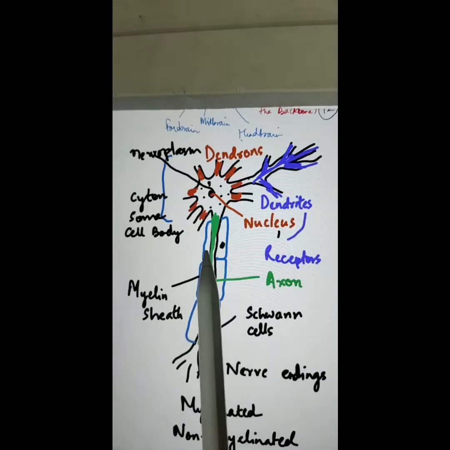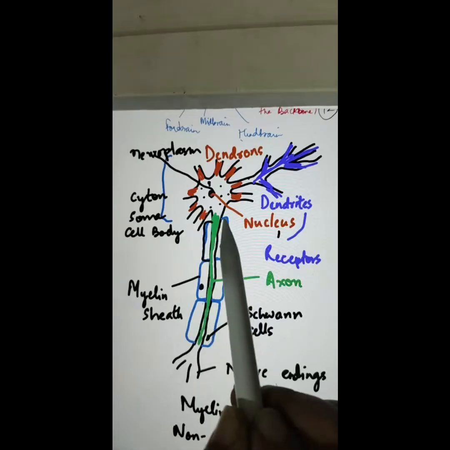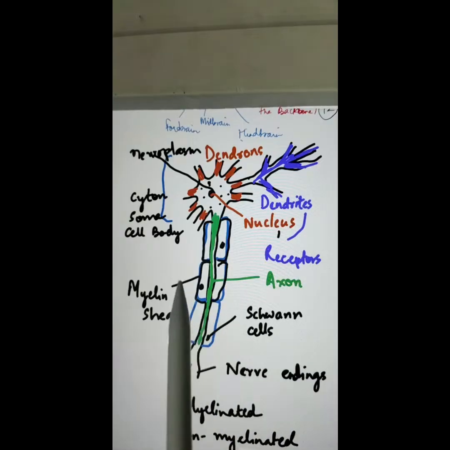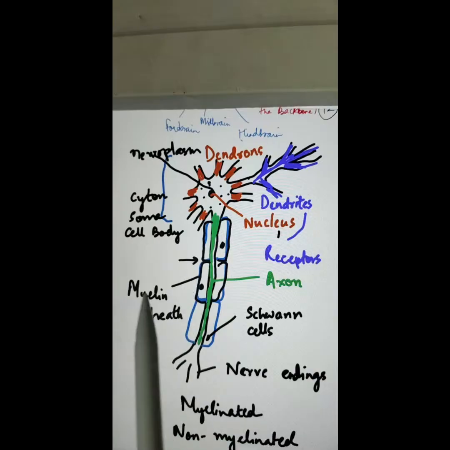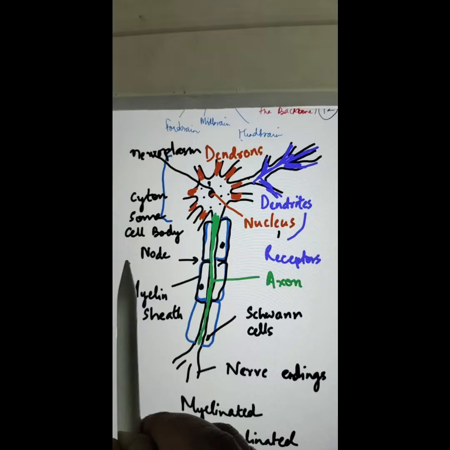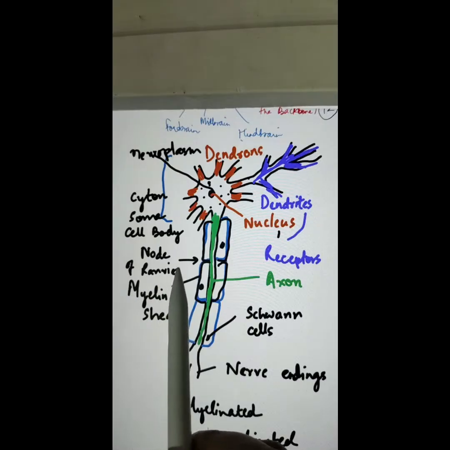Remember that when you are making the myelin sheath, see here, I have made it and then stopped. I have made it and then stopped. So it is not a regular layer. At places it is absent. So the place where it is absent is known as the node of Ranvier.